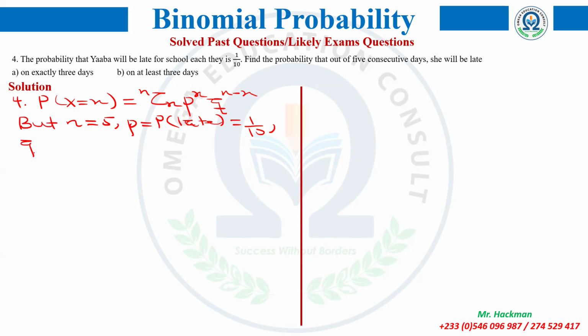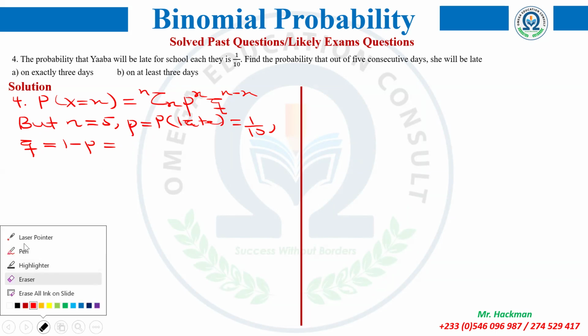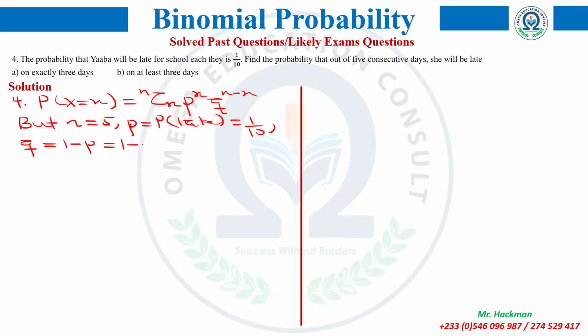So once you know P, you know Q. So Q, we know, will be equal to 1 minus P, which will be equal to 1 minus 1 over 10, which will give us 9 over 10. Is that clear? Let me write it for the benefit of those who wouldn't be able to follow by watching. But as you mature, you can write it straight away.